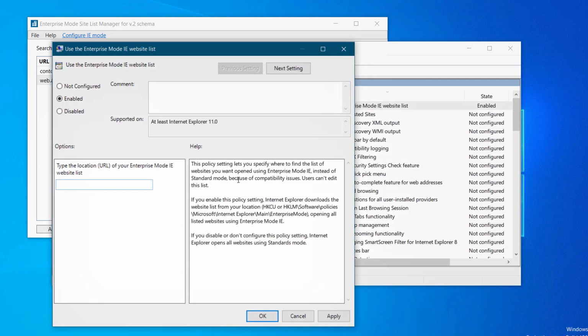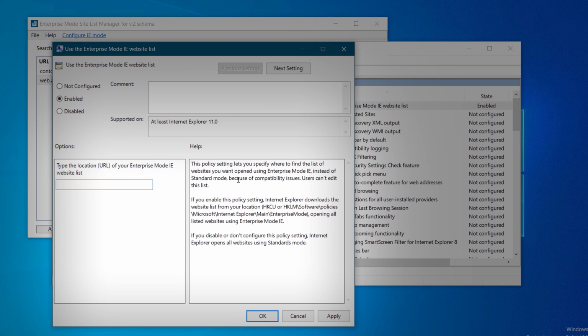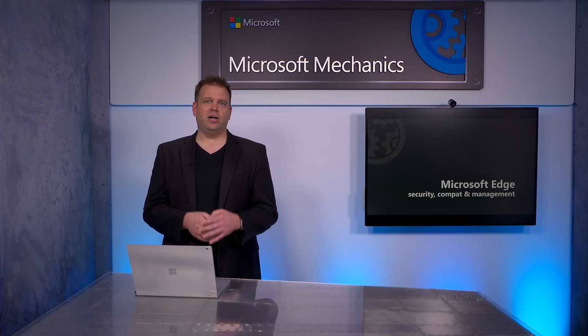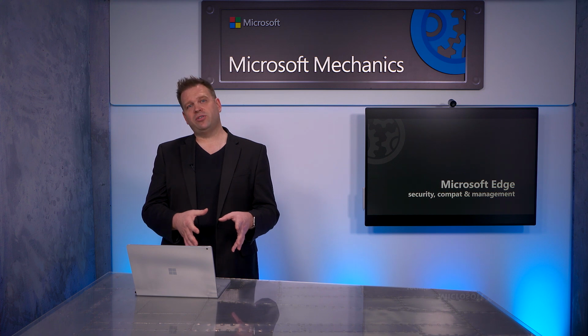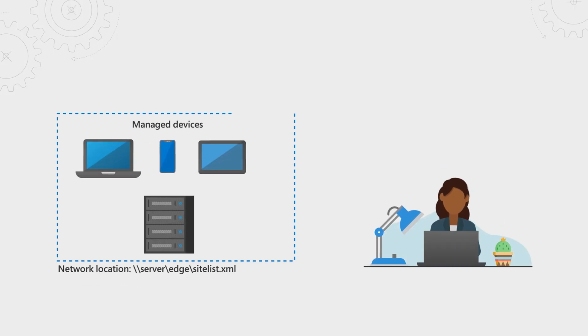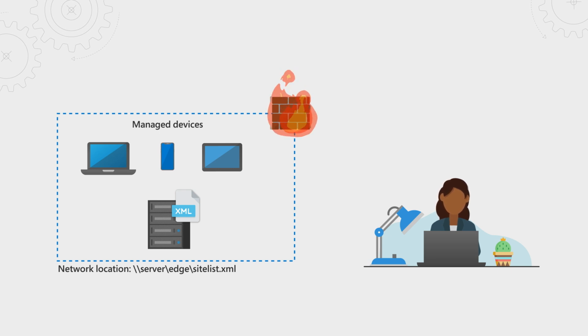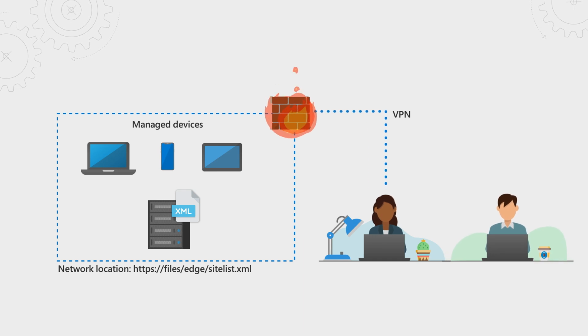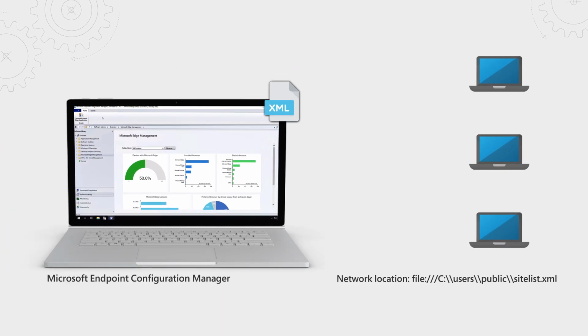I'll select Enabled. In Options, you'll need to define where the XML is located, and this can be an HTTPS, network UNC, or local file location. And all of your managed devices will need to be able to reach this location in the context of the device. Now, the most common option here is to use a network location, but if a substantial number of users are working remotely, you'll need to ensure they can connect to it via VPN. Now, you can also use an intranet location as HTTPS, but most organizations won't be publishing this to a public location. Now, the next preferred option is to use a local path and deliver the XML as a package and save locally using software distribution tools like Configuration Manager.